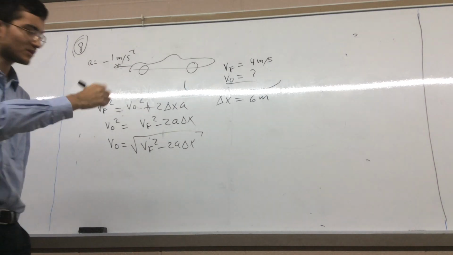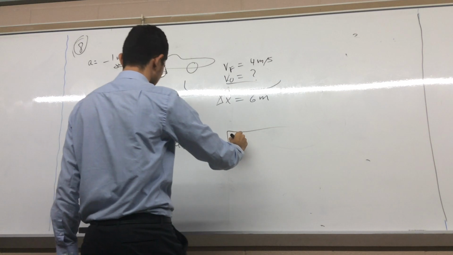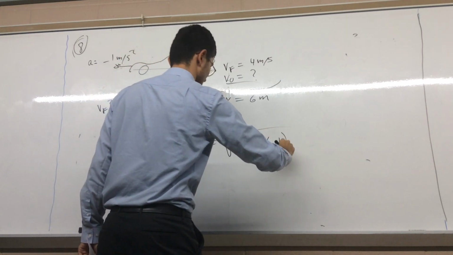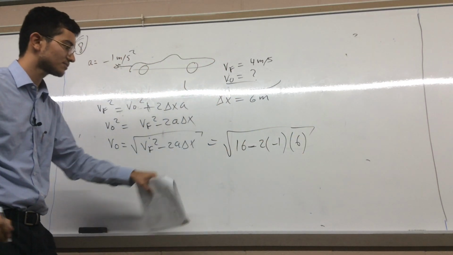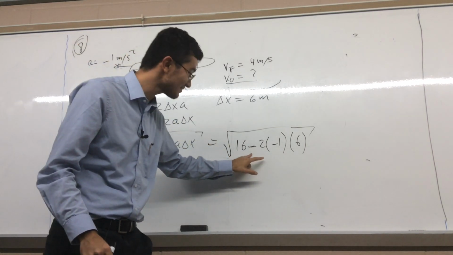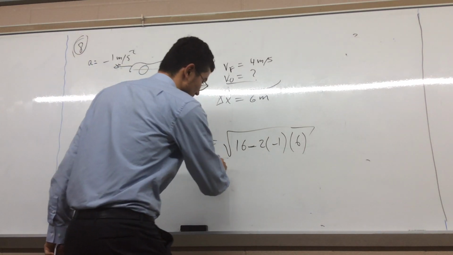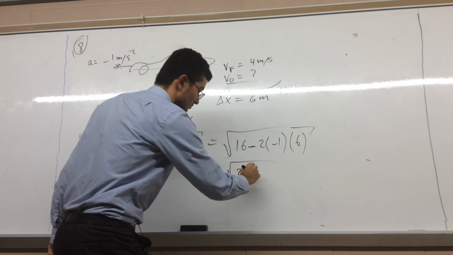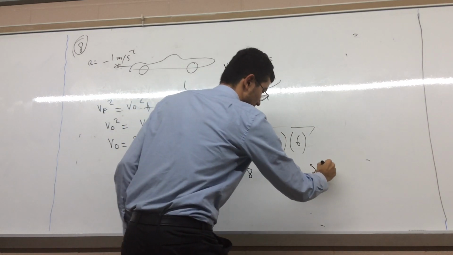Then you plug in your values. That's going to be the square root of V final squared, which is 4 times 4, 16, minus 2 times negative 1 times 6. That's going to be 12, because negative times negative is positive. So 16 plus 12 is going to be what? That's equal to the square root of 28, and that's about 5.3 meters per second.